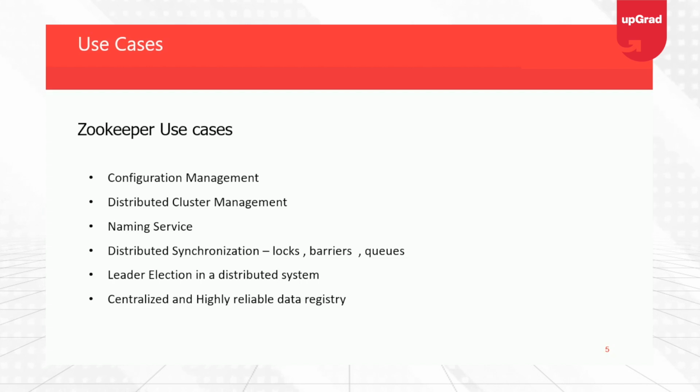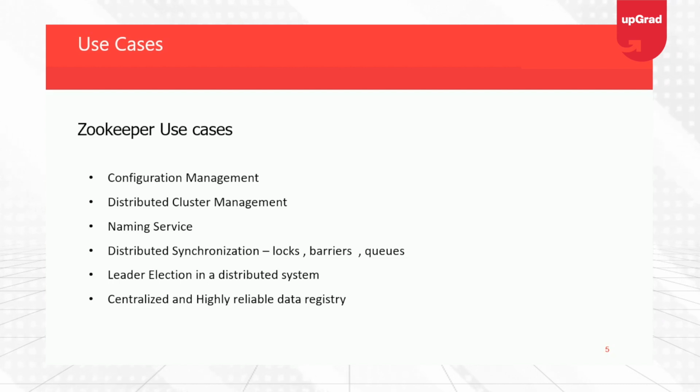Apart from that, it is also used for naming services. So for example, let's say if a node wants to find another node among the thousands of servers, we can do it easily using the naming services provided by Zookeeper. It also provides us distributed synchronization.